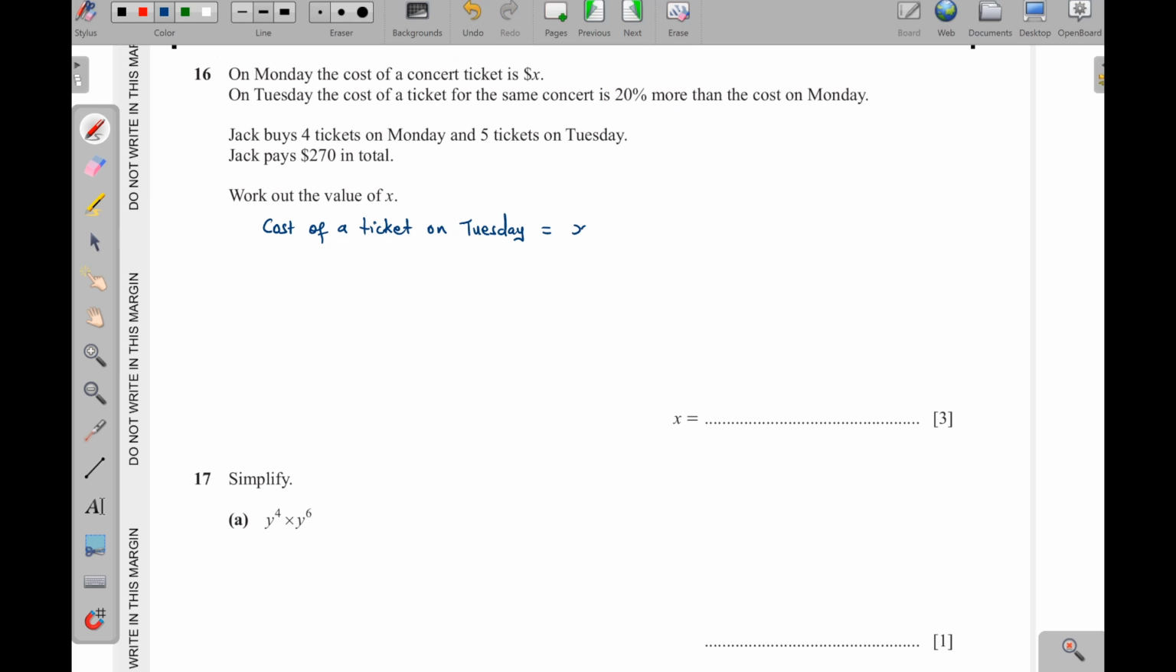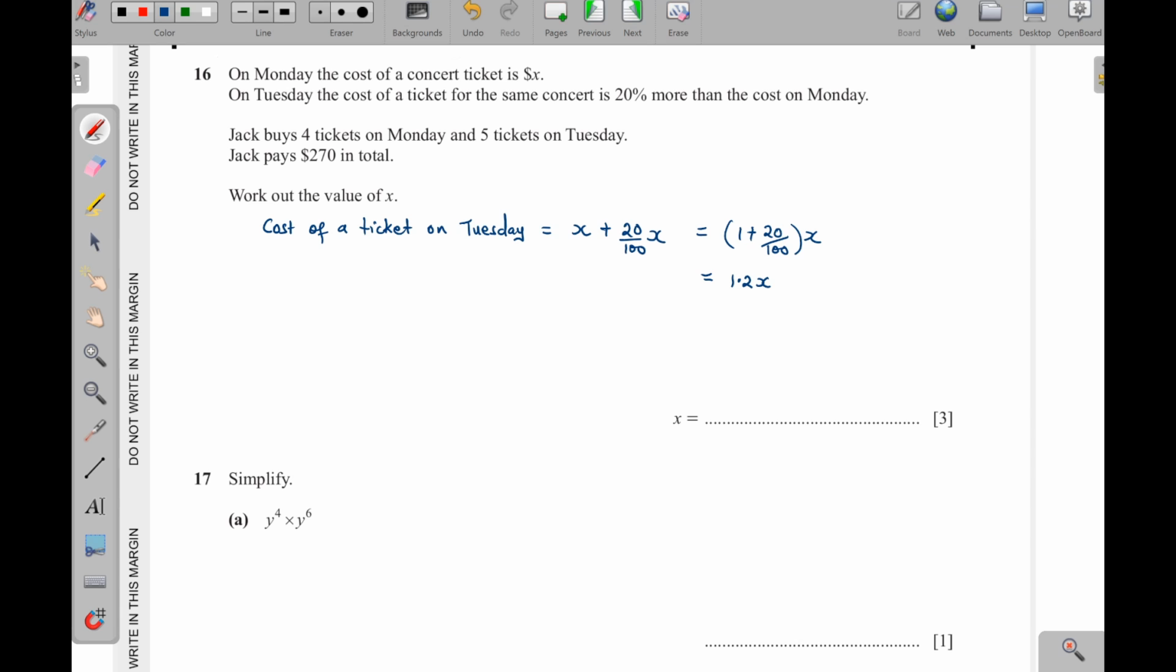So you can say X here, which is on Monday, then plus 20% of that X, which is the same as saying 1 plus 20 out of 100 of X. In other words, I'm factorizing out the X as common. So we have a 1 here, and then here we remain with 20 over 100. You see that? 20 out of 100 is 0.2. So that means 1 plus 0.2, that is 1.2 of X.